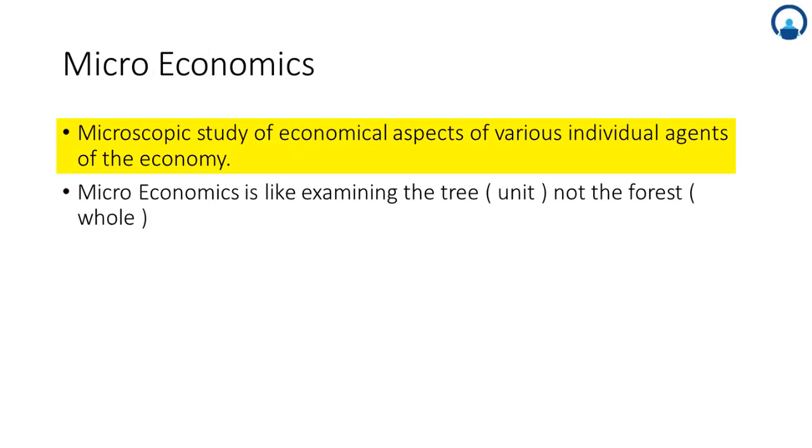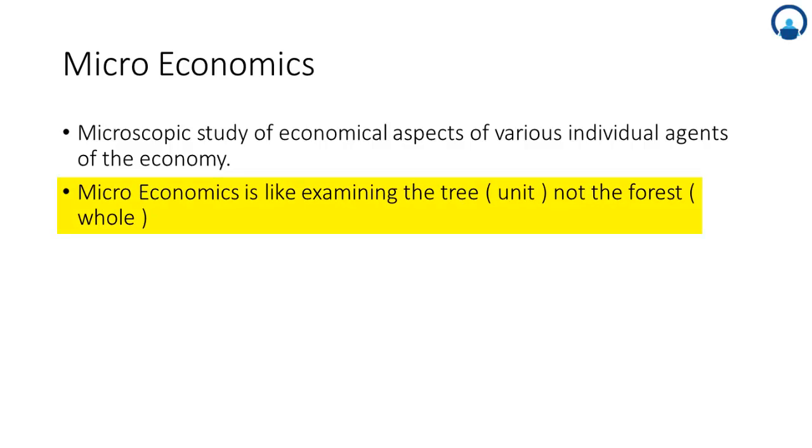Microeconomics. Microscopic study of economic aspects of various individual agents of the economy is all about microeconomics. Microeconomics is like examining the tree, that is the unit, and not the forest, that is the whole part of it. This branch of economics deals with the small aspects such as individual commodities, firms, industries, households, consumers, and their pricing behavior. Microeconomic theory is often called the price theory or value theory.